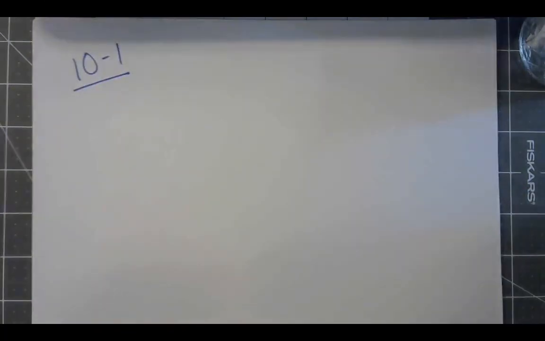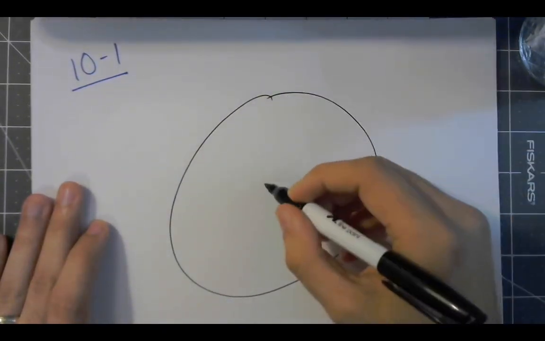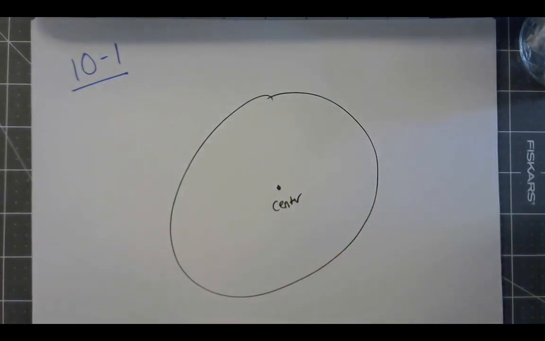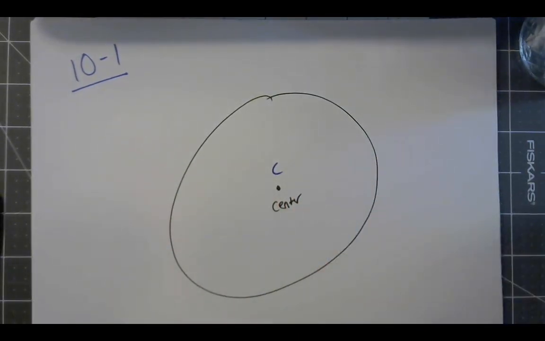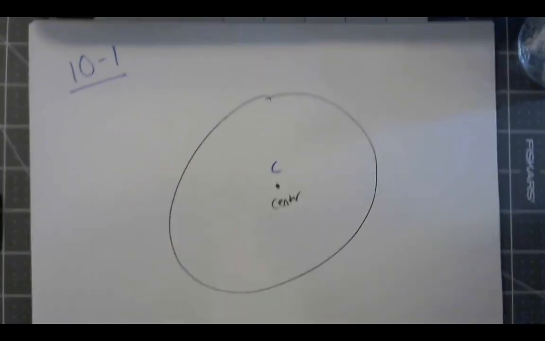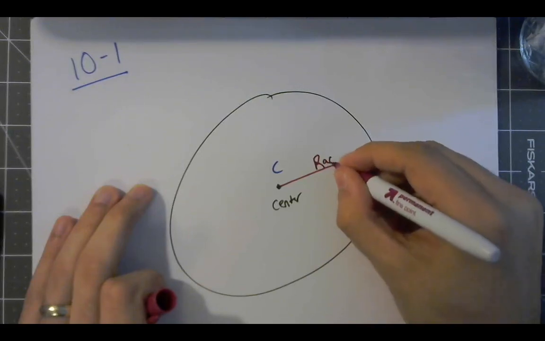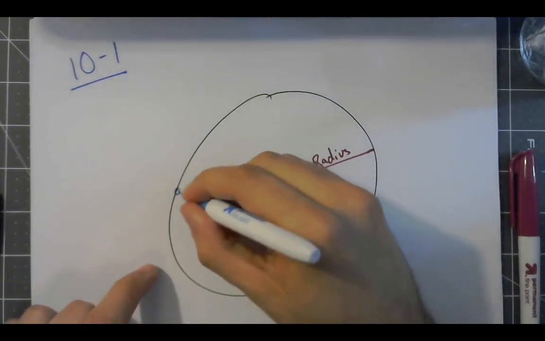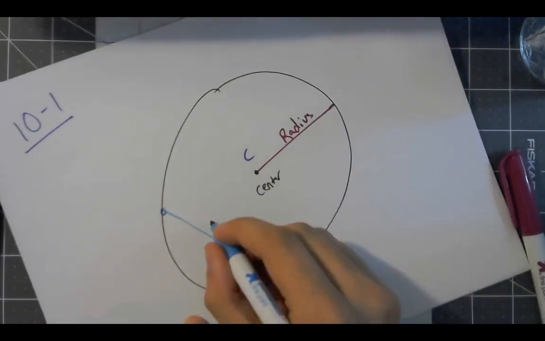So let me give you one quick thing. We have a circle. That's not the best one, but we have a center. We can call this circle C. So this is circle C. We have a radius. We'll go from the center out to the end. That is our radius. We can have a chord. A chord is going to go from one part of the circle to another, and it could go through the center. So this is a chord.